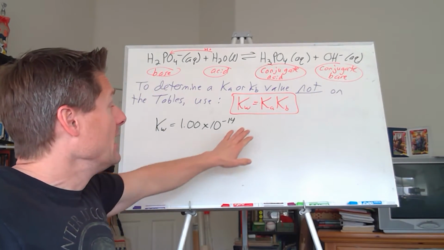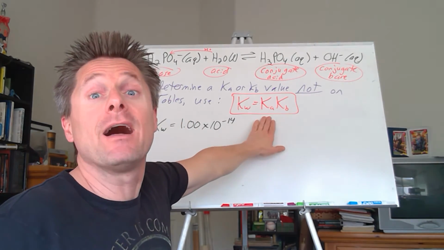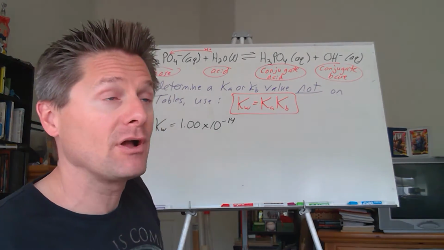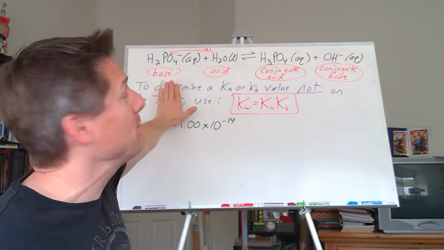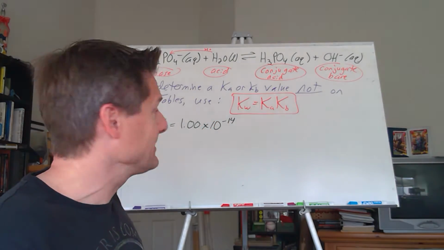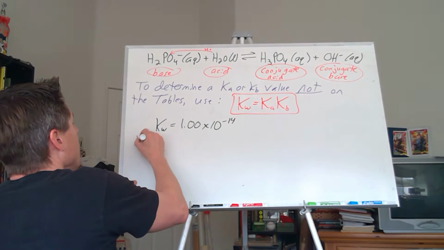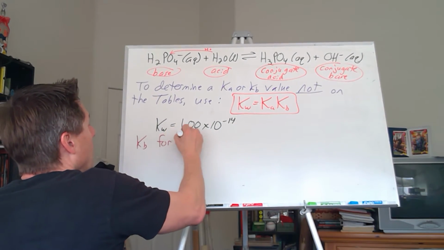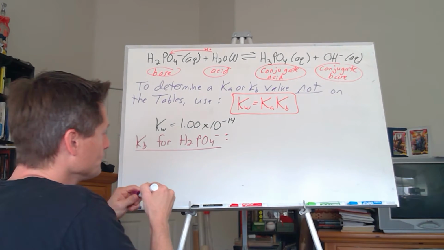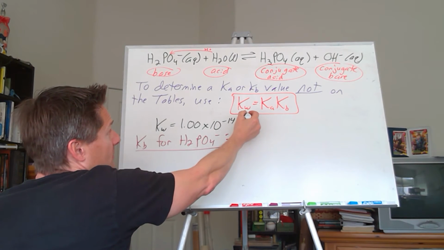All right, but just remember, if you're trying to find the Kb value, you need to know the Ka of its conjugate acid. If you're looking for a Ka value, it would be the Kb of its conjugate base. So since we're trying to find the Kb value here, we're going to look up the Ka value of its conjugate acid. So let's rearrange this, and let's do it for the dihydrogen phosphate ions. So Kb for the dihydrogen phosphate ion. So let's set up this equation. So let's rearrange this.